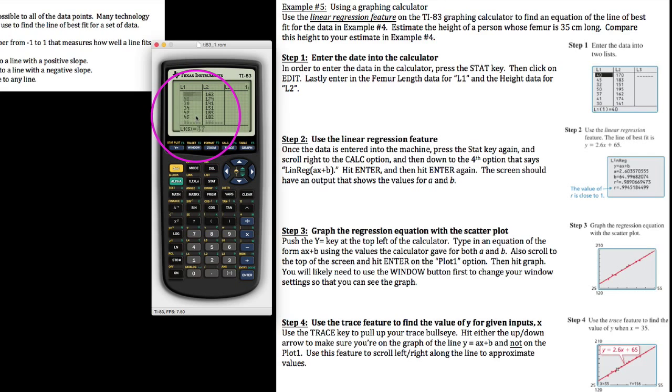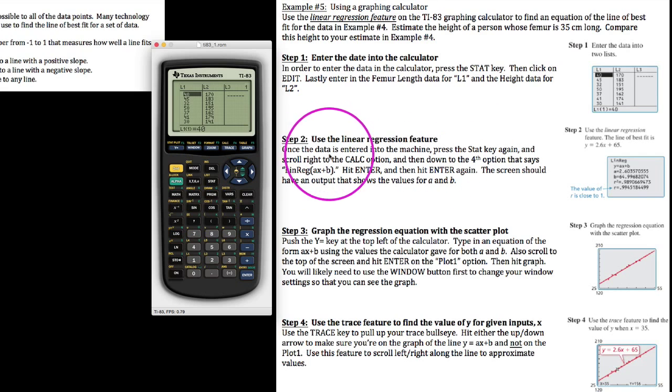Okay, and it is very important that we put in all of our height data that went with that femur data on the right side. So if somebody has a femur length of 40 centimeters, that was the person that was 170 centimeters tall. But you should have just as many data on the right as we have on the left. We can see that we have that as the case. Okay, so the first thing we do, recall, is we go to Stat, Edit, and we put in the data into the two lists. Once those are in, though, what we're going to do is use the linear regression feature.